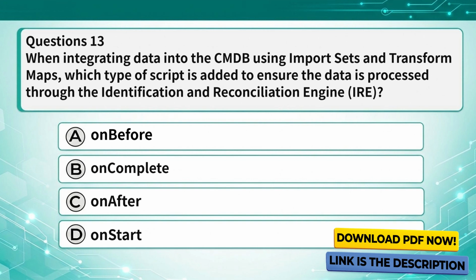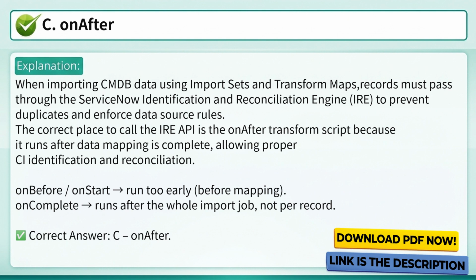In Data Foundations, Question 13. When integrating data into the CMDB using import sets and transform maps, which type of script is added to ensure the data is processed through the Identification and Reconciliation Engine, IRE? A. On before. B. On complete. C. On after. D. On start. Answer: C. On after.